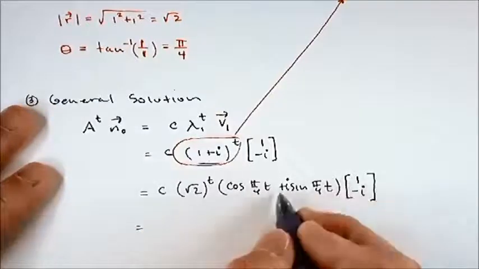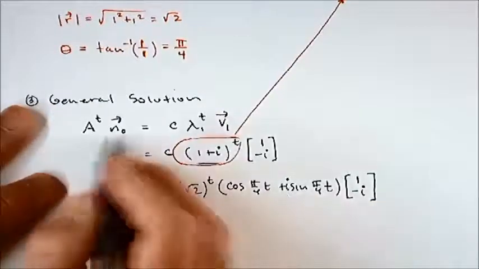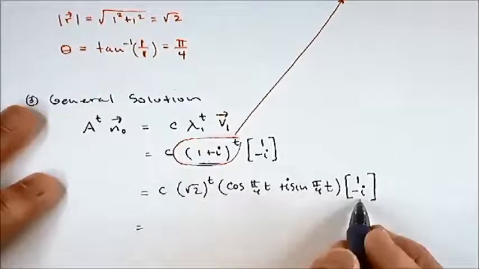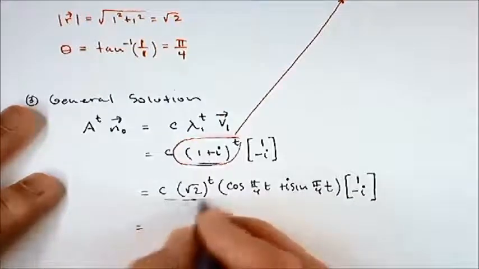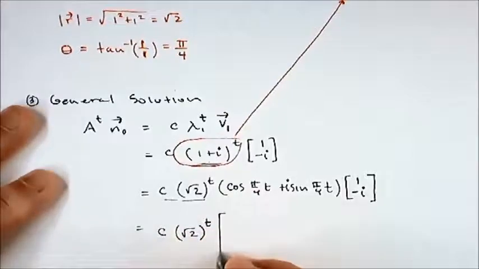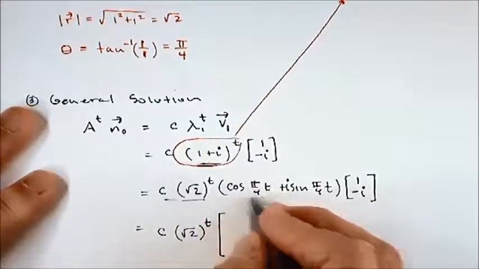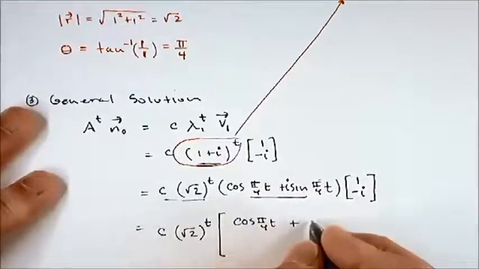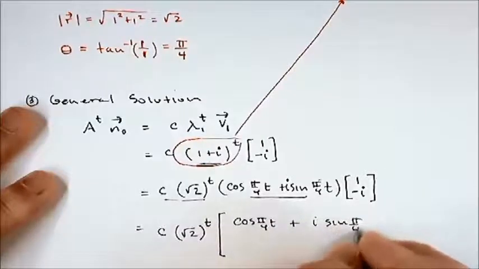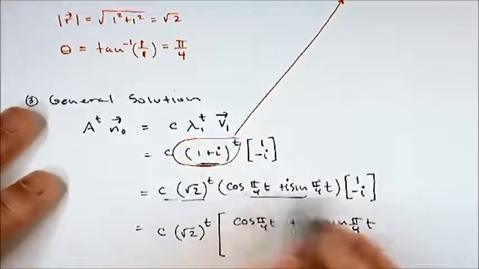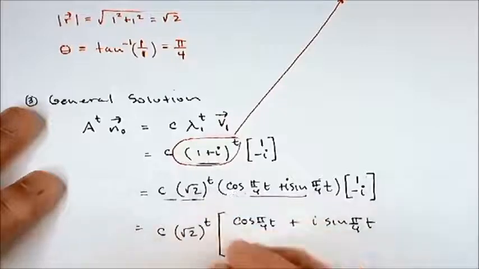Now, there's really two answers here, right? Because remember, we're supposed to be ending up with a vector, two things here. One of it is all of this times 1, and the other one is all of this times negative i. So I have C times root 2 to the t, and I'm going to turn this into a vector where I have this times 1. That gives me cosine pi over 4t plus i sine pi over 4t. And then the bottom row, this is where it gets a little tricky. It's this times negative i, so I would end up with negative i times cosine pi over 4t.